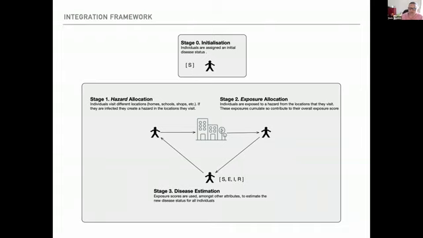So we've got this hazard allocation, exposure allocation, and then that feeds into a kind of traditional SEIR model framework, where we've got probabilities of each person or each synthetic individual contracting the disease, and then we dynamically update this each day.